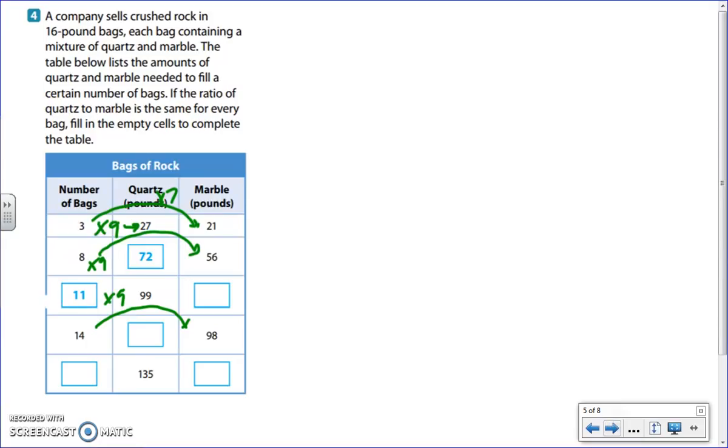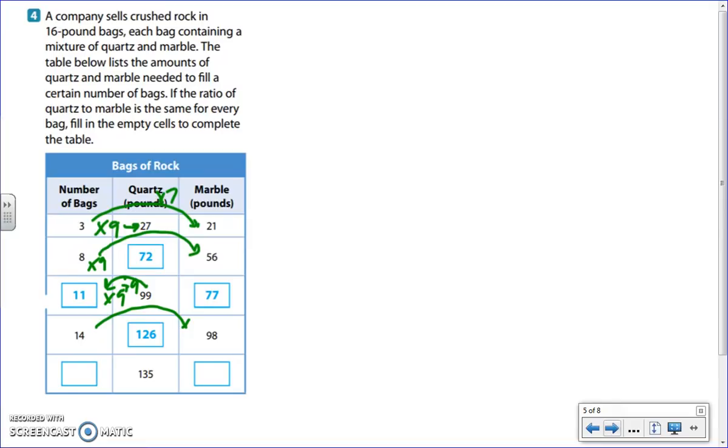If you were moving from one to the other, you could also think about it as, oh, well, 99 divided by 9 would be 11 as well. Once I know that the number of bags is 11, if I multiply that by 7, I get 77. 14 times 9 would be 126.